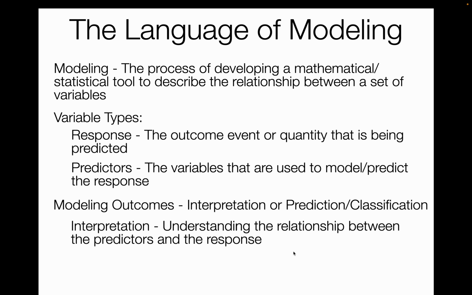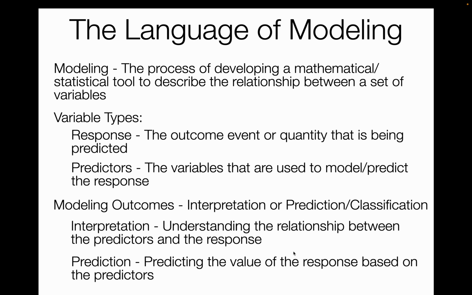Can I create a model that, when I plug in the number of hours I study for a course on average, will give me back an actual grade of what it thinks is going to happen? It may not be what actually happens, but I'm trying to predict what's going to happen, not understand the relationship between the variables. So prediction is predicting the value of the response based on the predictors.